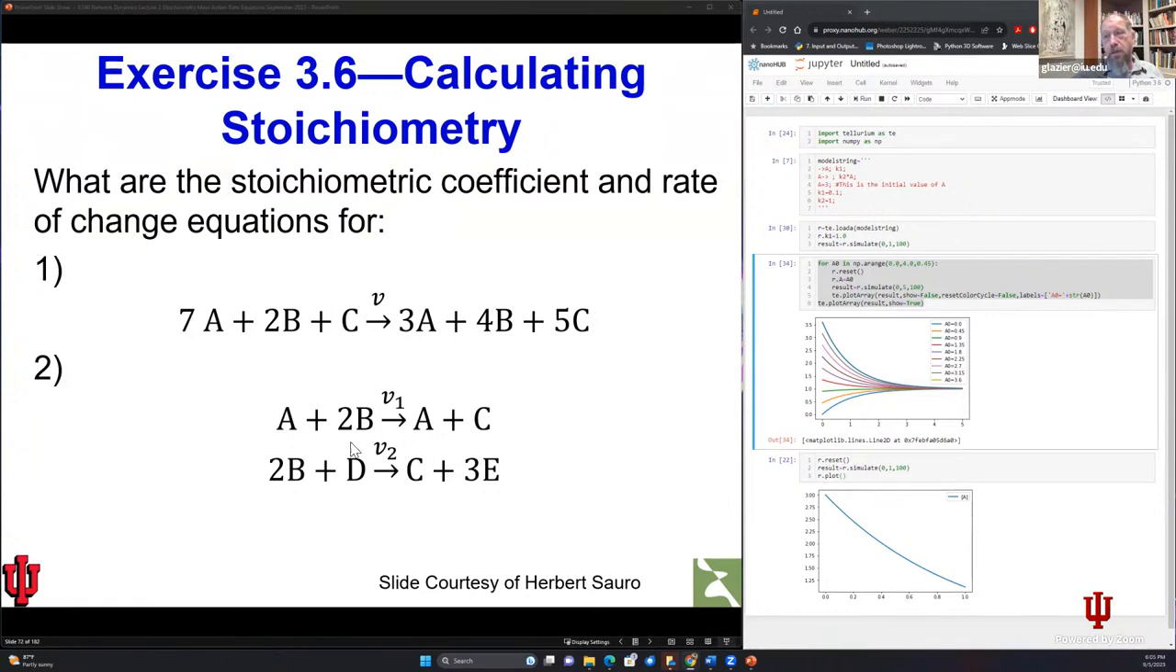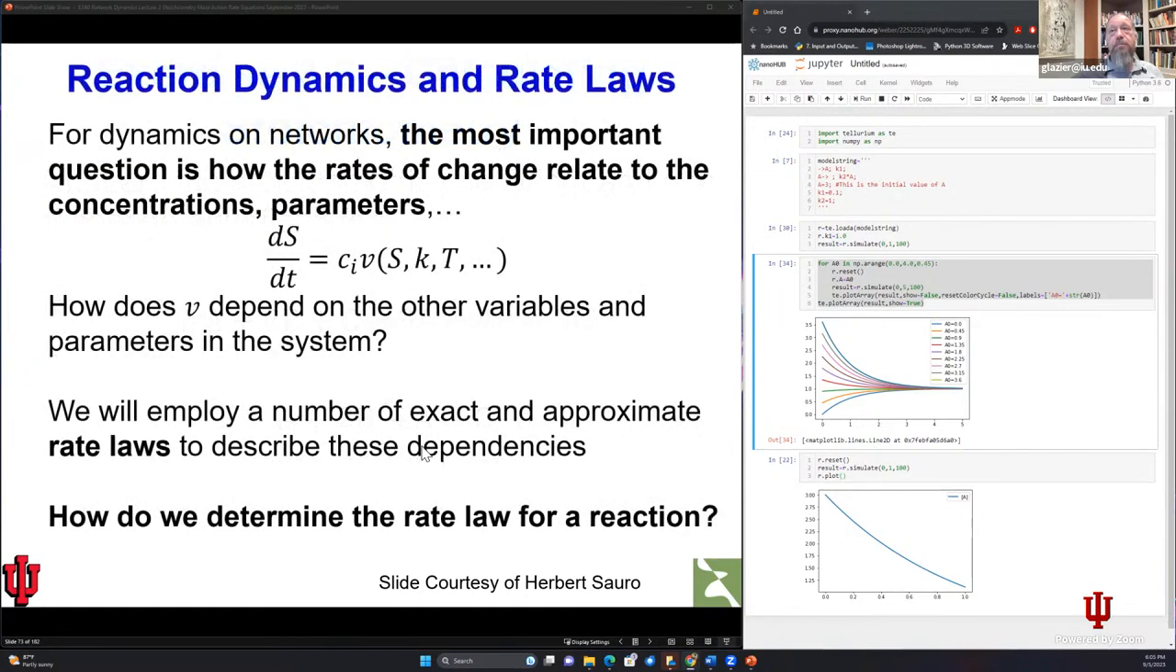Does somebody want to give me the answer? What is dA by dt for this line? I got zero. Zero, Ibrahim, yes, it's zero. Because I destroy an A and I create an A, so I don't change my amount of A. For B, it's minus 2 times V1. For C, it's plus V1. So you can play with that. Okay.